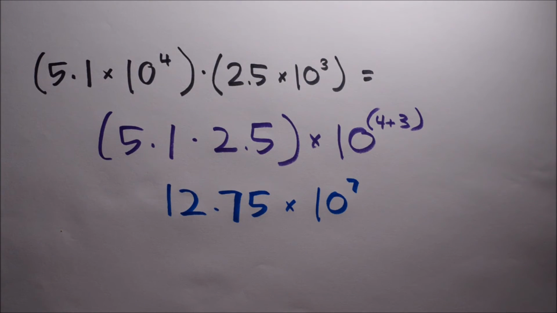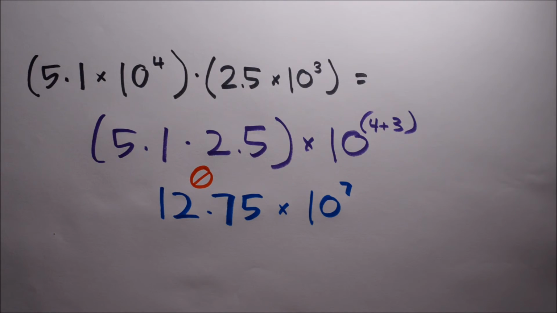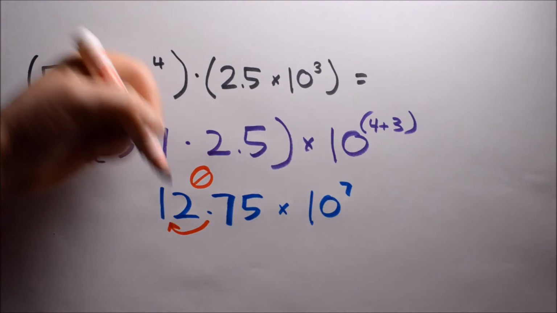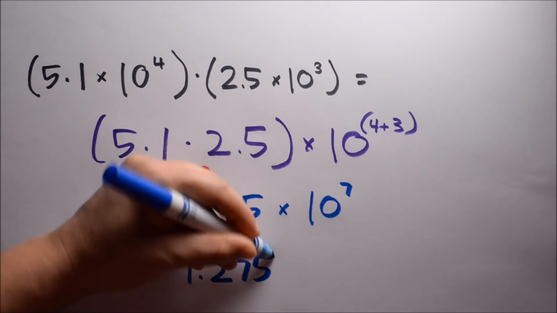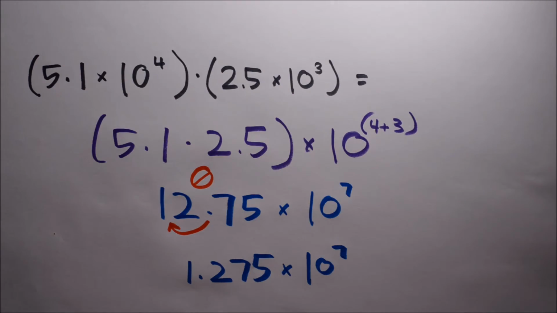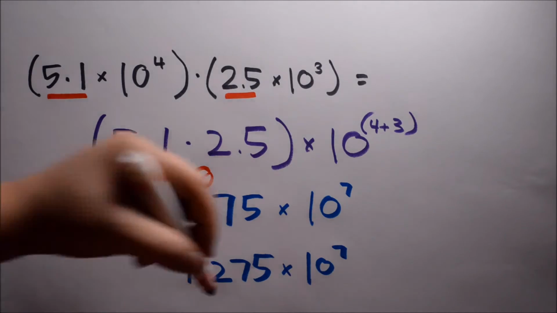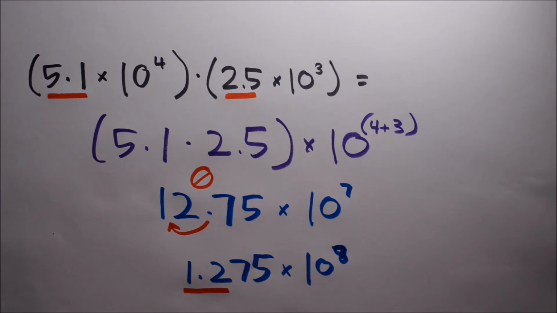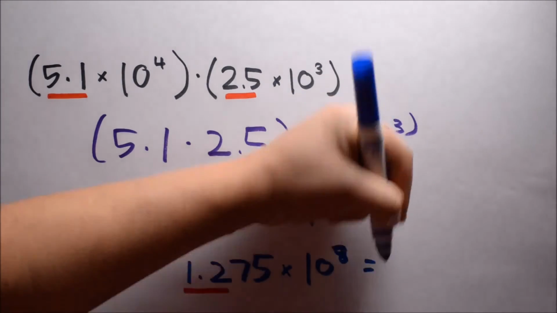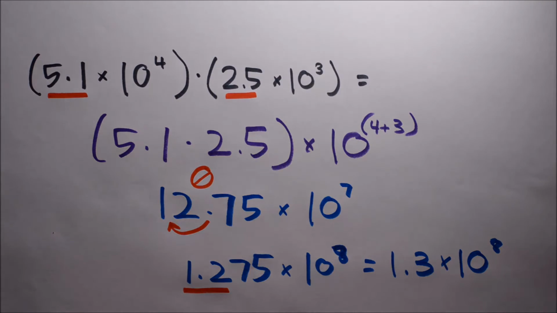Now 12.75 does not meet the rule of coefficients. It's not greater than or equal to 1 and less than 10. Specifically, it's not less than 10. So we need to move that decimal place one place over to get 1.275. Now this should be 10 to the 8th. The other thing we need to look at here is that there are only two significant figures in each of our measurements, so we can only have two significant figures in our answer. So that would be 1.3 times 10 to the 8th.